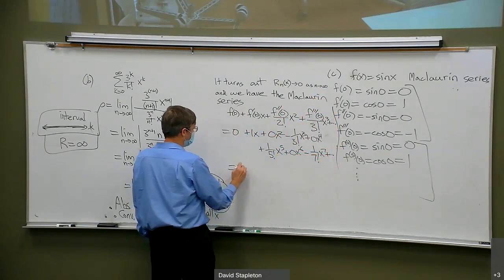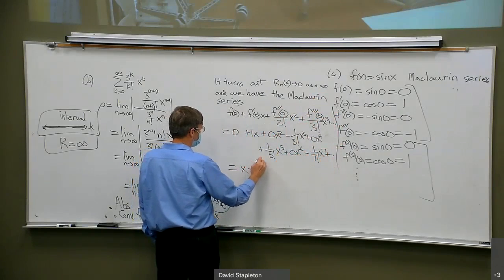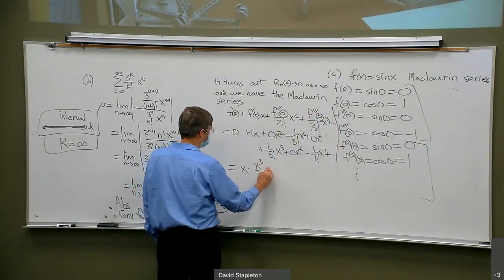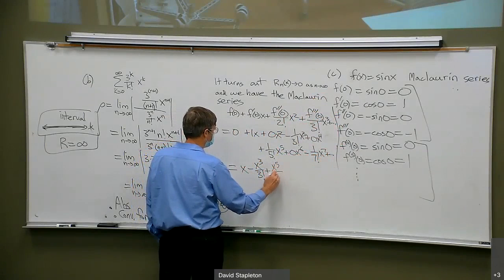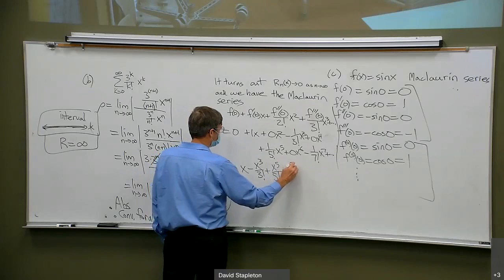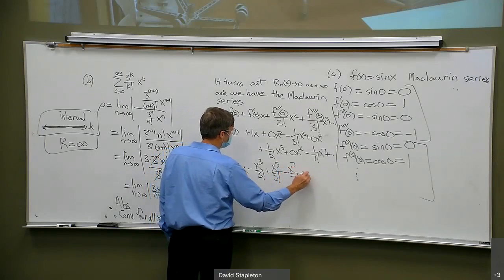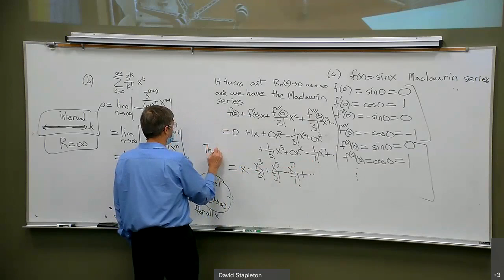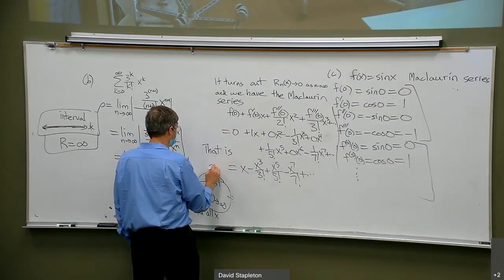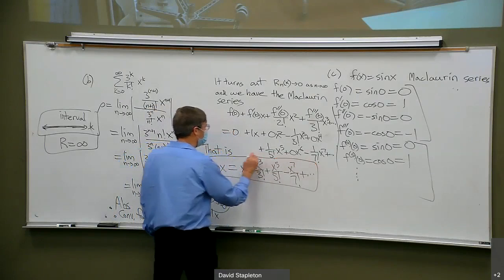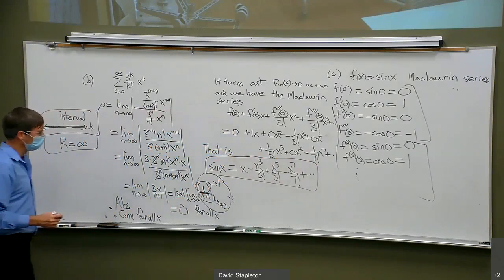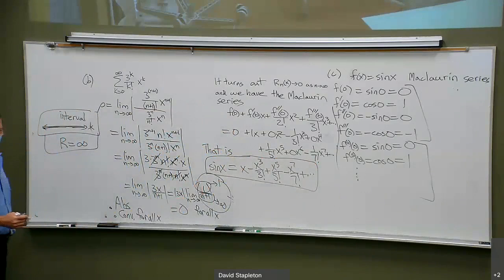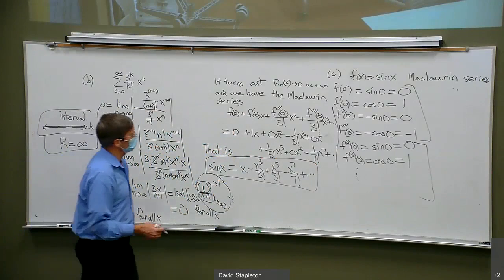There is x minus x cubed over 3 factorial plus x to the 5th over 5 factorial minus x to the 7th over 7 factorial, and so on. The Maclaurin series for sine x. I like to memorize it that way rather than the sigma notation. But if you think about it, you should know the sigma notation.